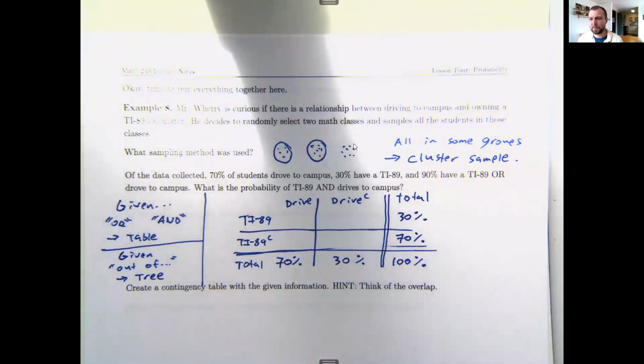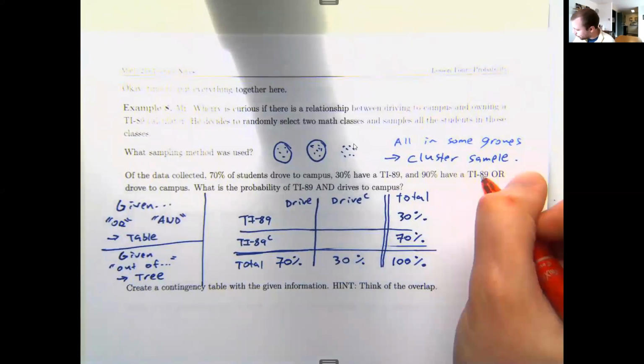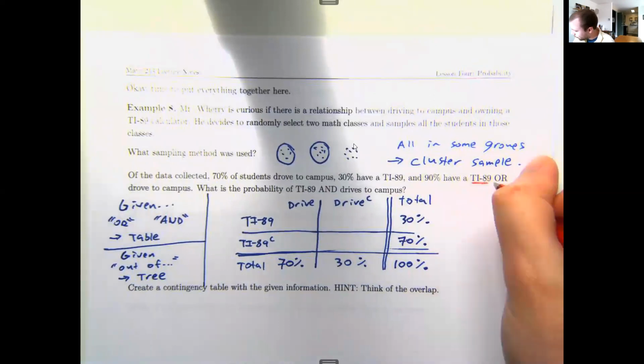This next part's a little bit tricky. I've not been given a problem with "or" before as a starting spot. Let's try to figure out what that means. 90% have a TI-89 or drive. This is the one that gives me more options.